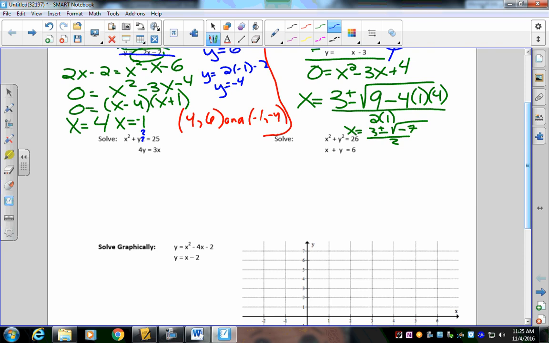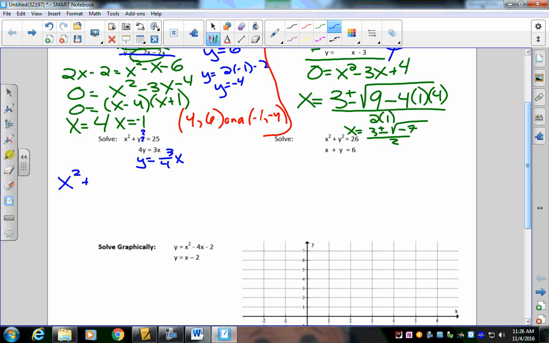Probably not going to do elimination here because I have x squared and y squared in the top one and just an x and y in the bottom. I can't do it that way, so we're going to substitute. First I'm going to solve for one of my variables. I'll solve for y. Divide both sides by 4. Now I'm going to substitute that back into the y of the original equation.